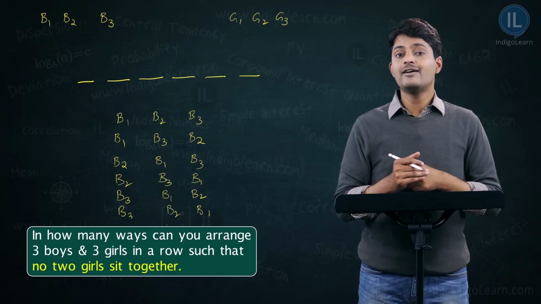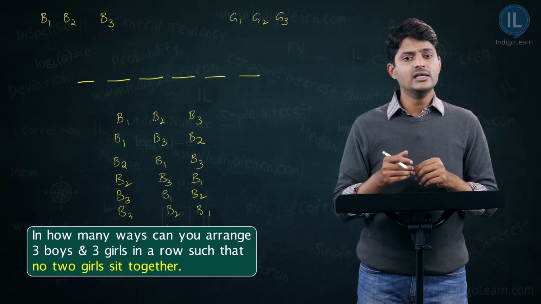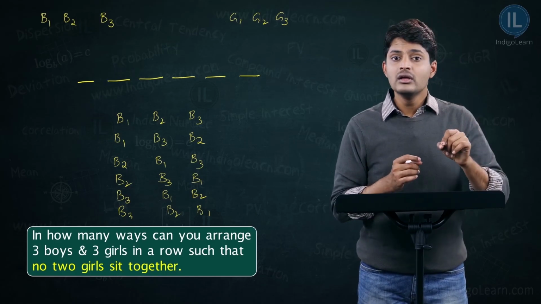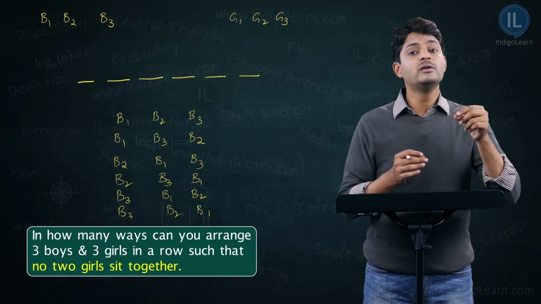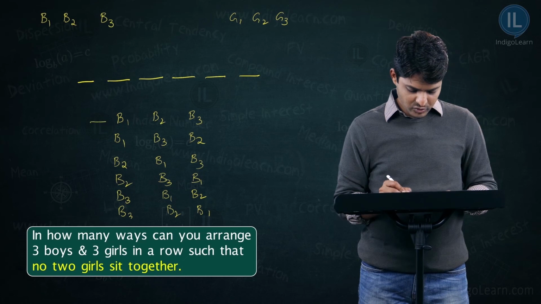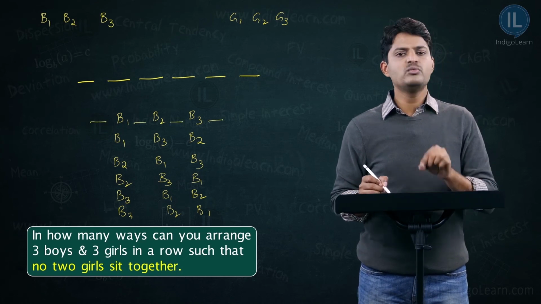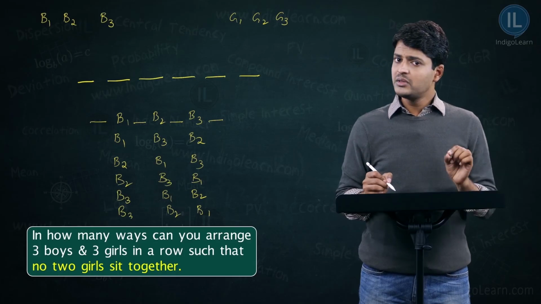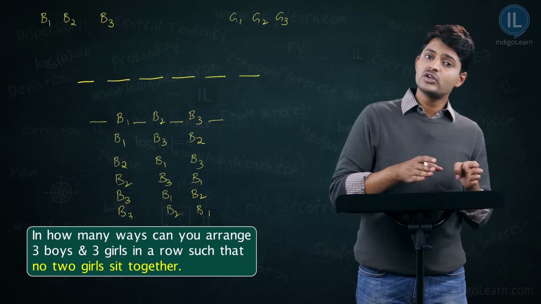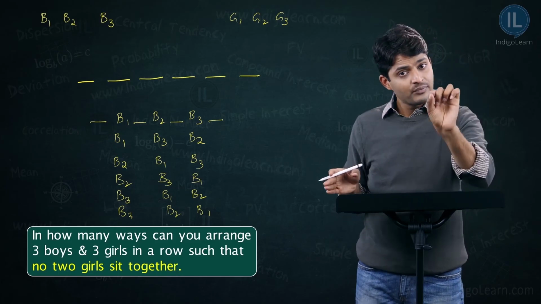If no two girls have to sit together, my question is, how do you arrange girls after you have arranged boys? First you need to count how many positions are available between boys. So between boys, this position, this position, this position, this position. Remember, when I say between, it's not exactly between; the position before the first boy and the position after the last boy are also counted.